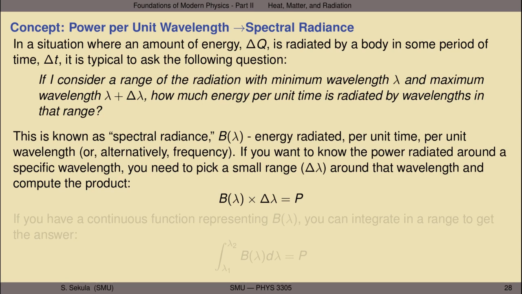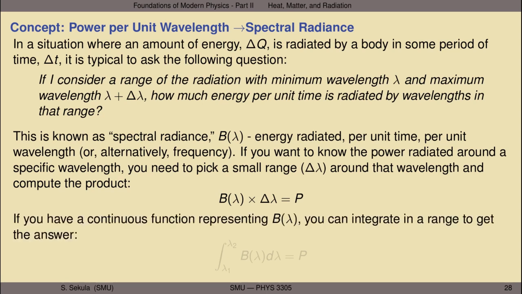Now, that would be a sort of discrete way of thinking about it. If you have a well-defined continuous function of lambda, representing this spectral radiance B, then you can just integrate. You can use integral calculus in a range to get the answer you desire. So for example, if I want to know how much power is emitted between two wavelengths, lambda 1 and lambda 2, I can simply take the product of B and d lambda and integrate that product from lambda 1 to lambda 2. And if B is a well-defined function, I can do the integral. It may not be pretty, but I can get a function that answers the question and gives me the power radiated in that range of wavelengths.